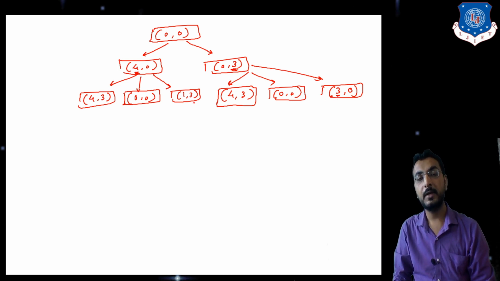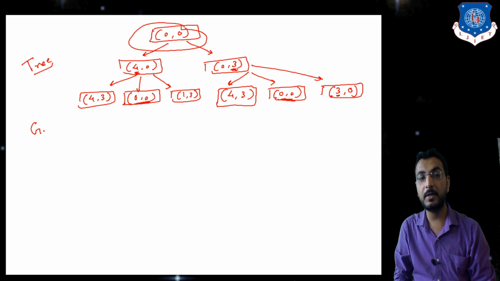So one thing you must observe is that state 0,0 is repeating once it has already been covered. See, 0,0 has been covered up here, and then this 0,0 state is once again repeating. So this is the representation using the tree scenario.